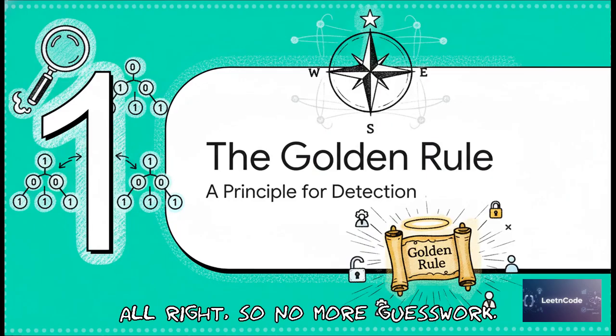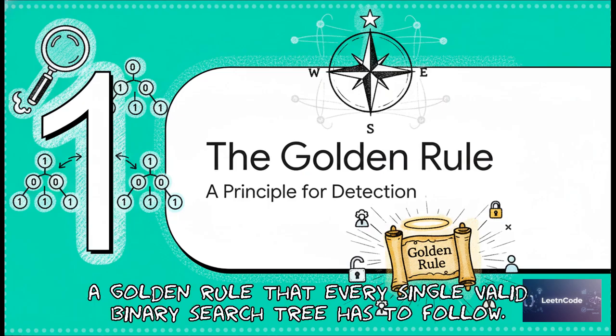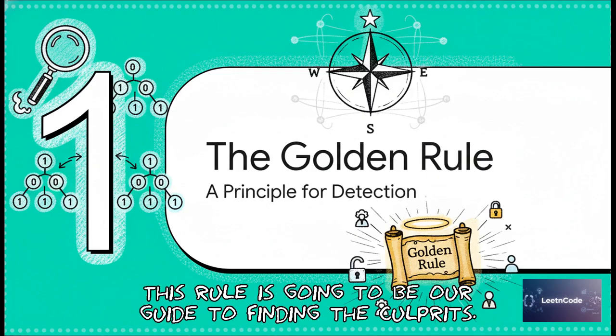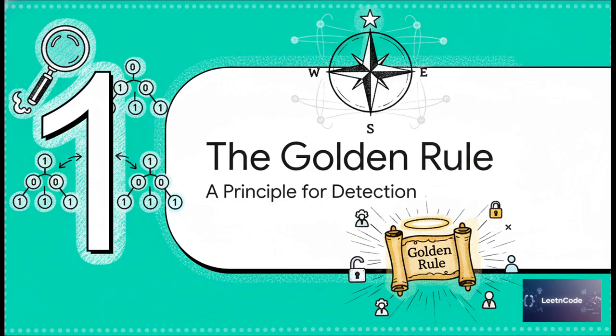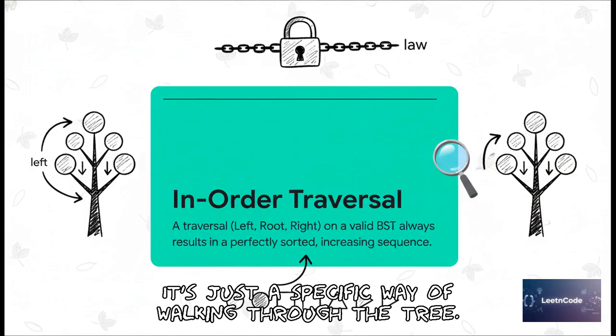All right, so no more guesswork. To solve this, we're going to lean on a fundamental principle, a golden rule that every single valid binary search tree has to follow. This rule is going to be our guide to finding the culprits. And that golden rule? It's called the in-order traversal. It's just a specific way of walking through the tree.